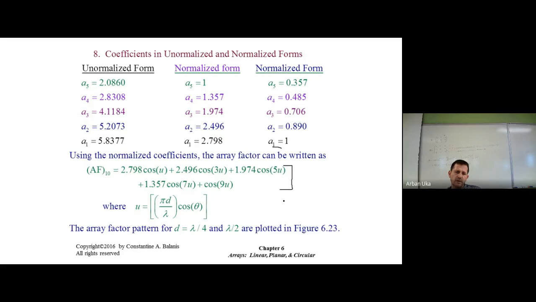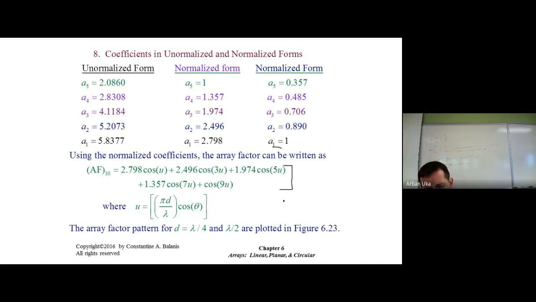Now that we have this factor, it is relatively easy for all of us to determine the angular distribution. Also, a small reminder is that this u is equal to pi d divided by lambda times cosine theta. You can always remind yourselves of why such an expression appears here, and I think we talked about this a couple of slides before. This was the term which appears like cosine of kd cosine theta minus beta. That's where this d and lambda should appear.